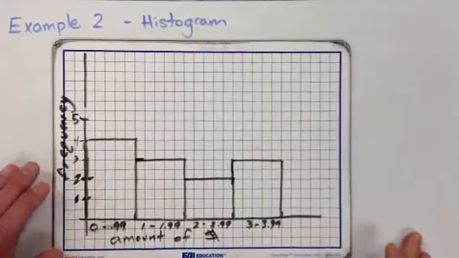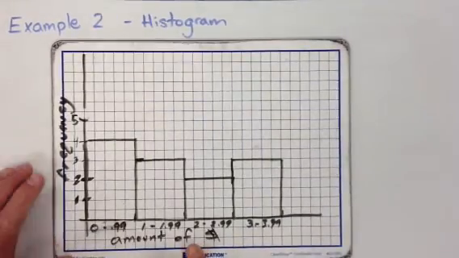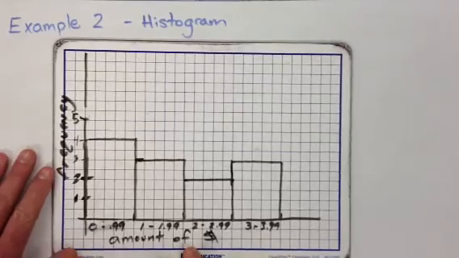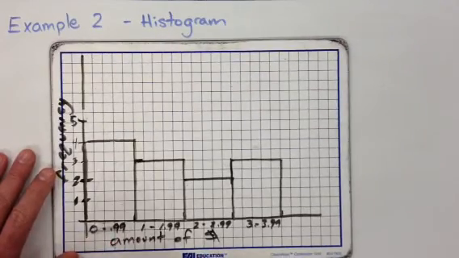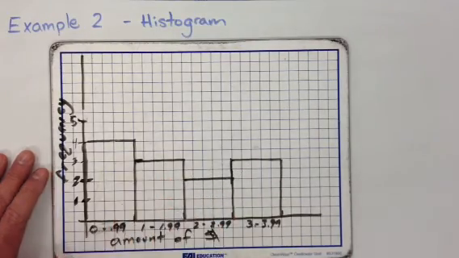So again, touching on a couple key points, you do have to have both axes labeled. You have to have the bars being the same width, and the bars will touch on a histogram.